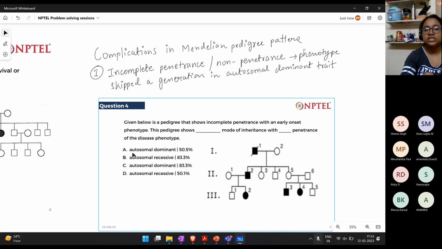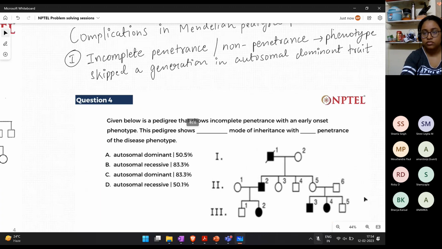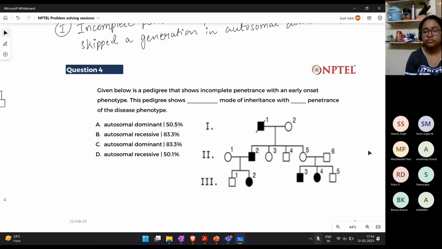Okay, so this is a question which is based on this theory. So you are given a pedigree and you have to first understand what is the mode of inheritance, okay, and then calculate what is the penetrance percentage. Please try it yourself, then I'll move on to explaining it.